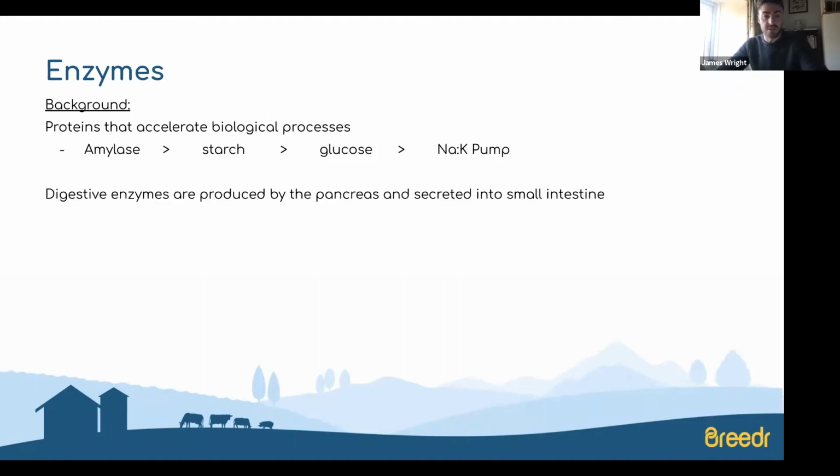These digestive enzymes then are produced in the pancreas, which secretes into the small intestine. So again, the abomasum, small intestine. So it's bypassed the rumen. That's the site of where your starch is broken down.